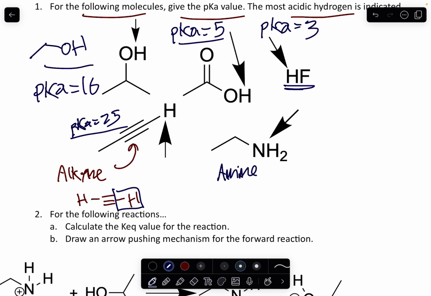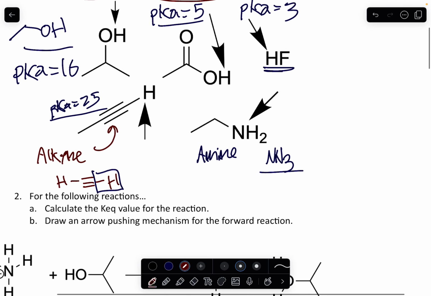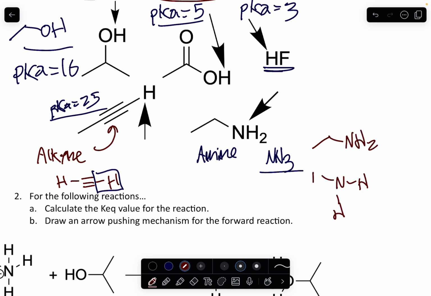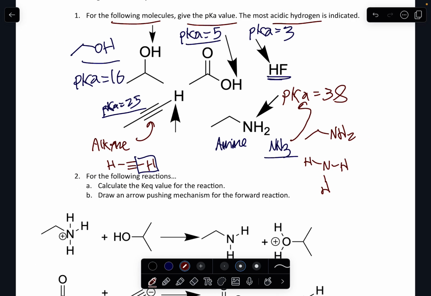Here's an amine functional group. This is given in the table or in the Quizlet. It's given as NH3. However, this carbon attached to it, basically, instead of this extra hydrogen that is typically present in ammonia, which is NH3, instead we just have this ethyl group. And that actually doesn't change the acidity too much. So we can assume here pKa is just going to be 38, because the pKa of ammonia is also 38.